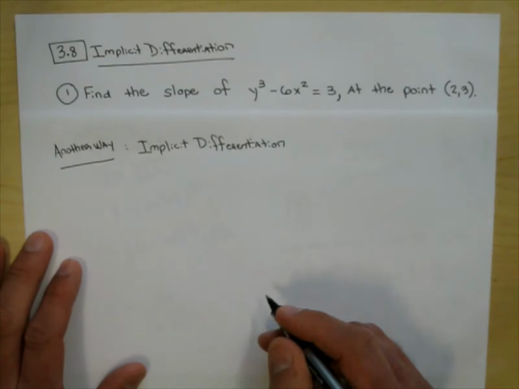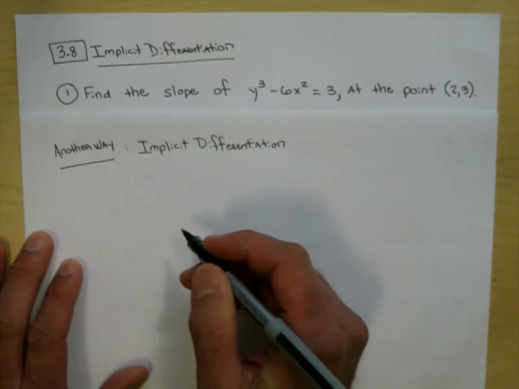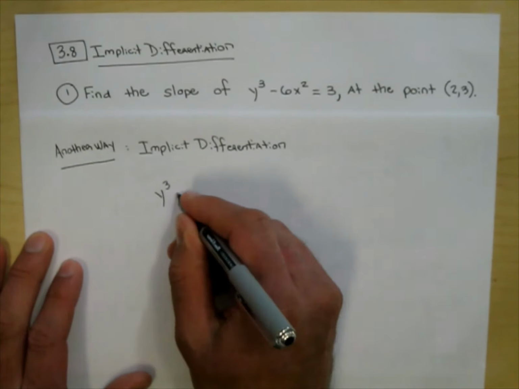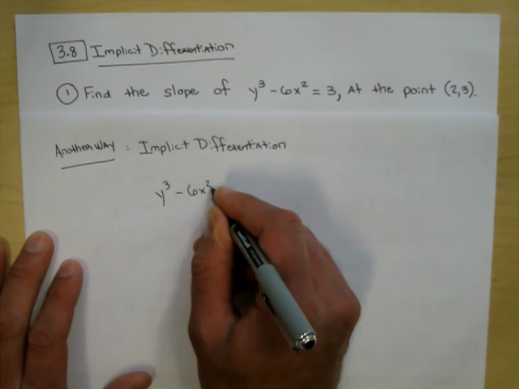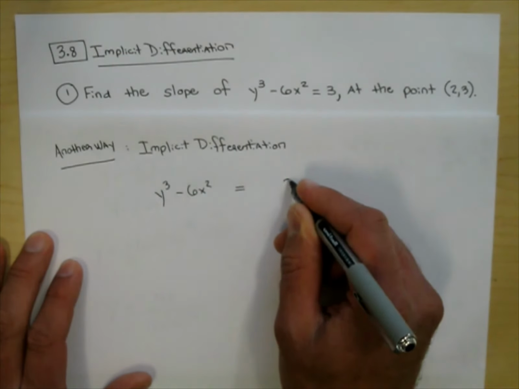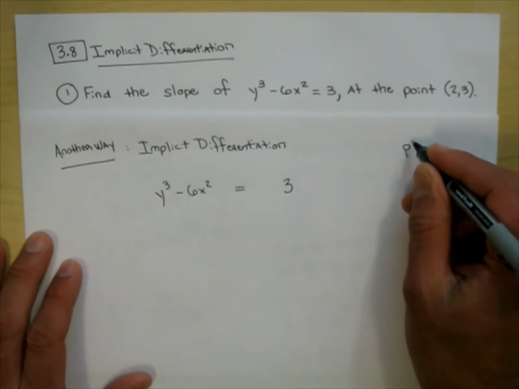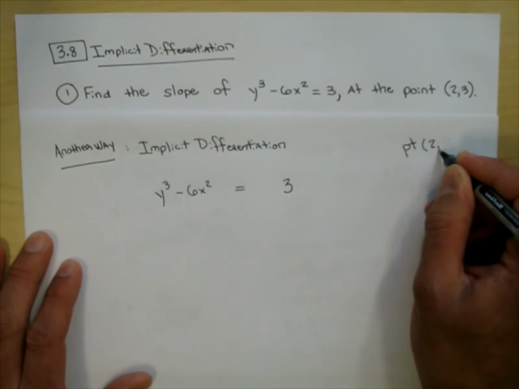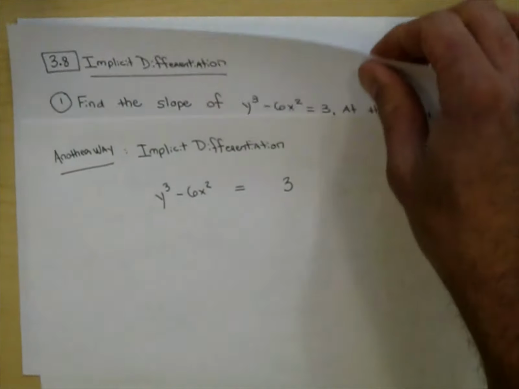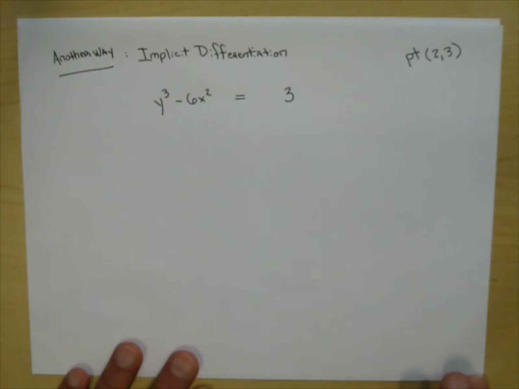Okay. And so let's go ahead and rewrite this equation. And I'm going to do something on purpose here. So I'm going to write this equation, the y cubed minus 6x squared. I'm going to space it out a little, and then put the 3 right there. Okay, so I space things out. And then we also have the point (2, 3). Okay. So let's get rid of this piece of paper and take a look at implicit differentiation.